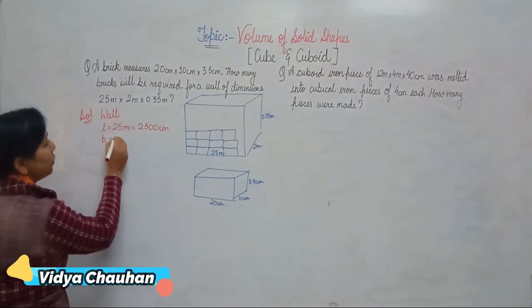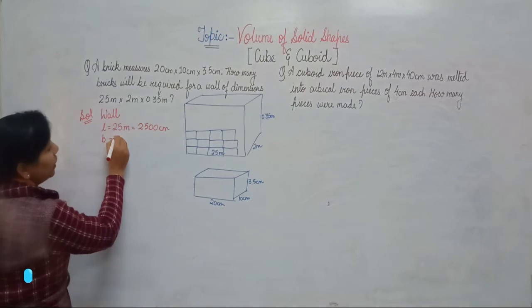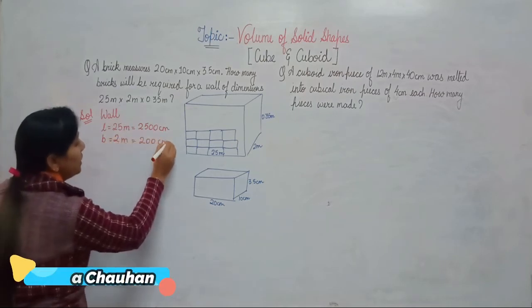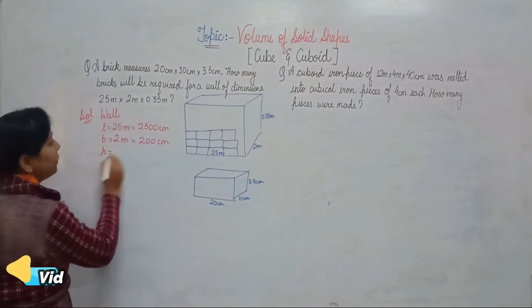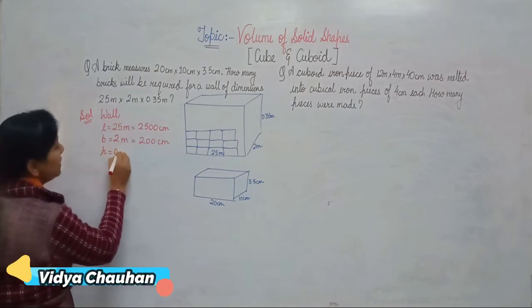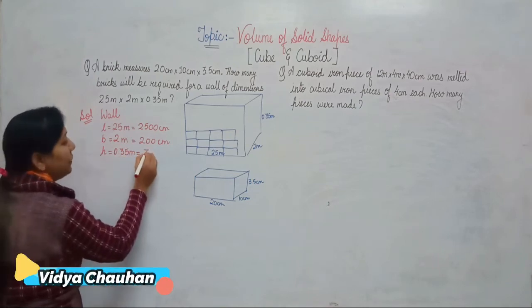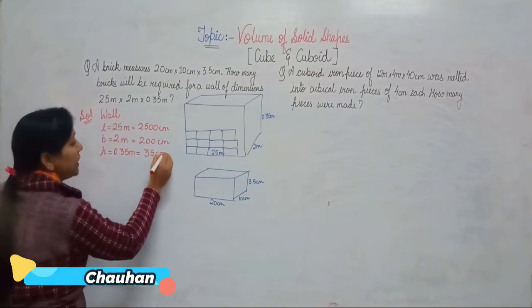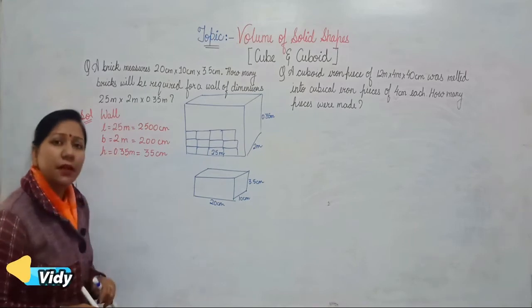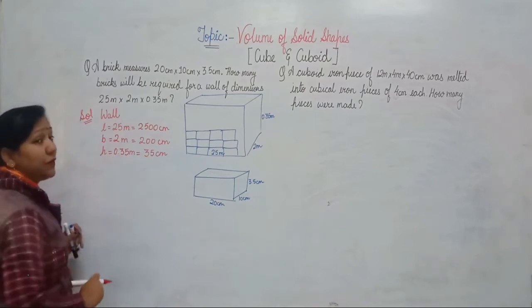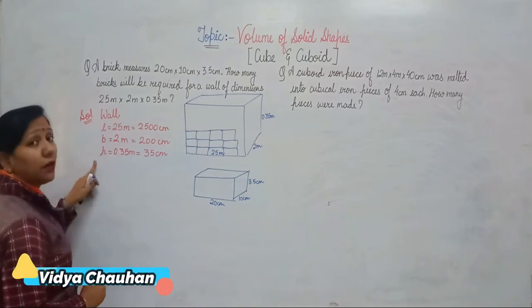Breadth is 2 meter, so it becomes 200 centimeter. Similarly, the height of the wall is given to us as 0.35 meter. When you multiply it by 100, you will get 35 centimeters, as two decimal places are removed. So it will become 35 centimeters. So this is the dimension of the wall.